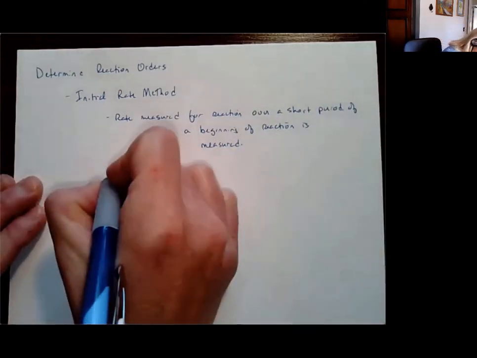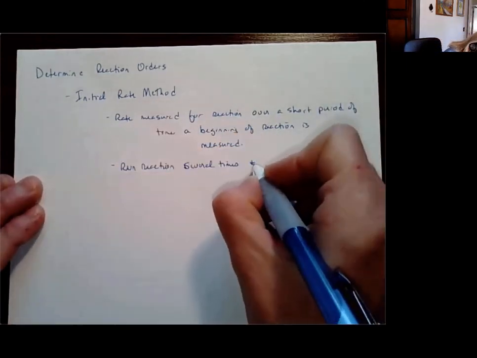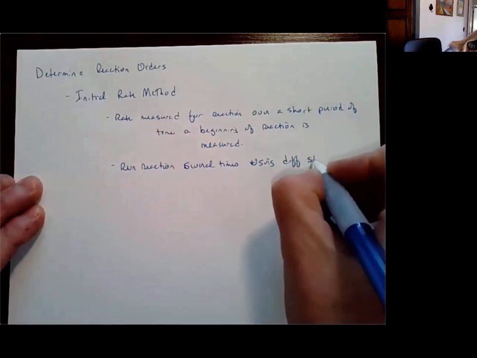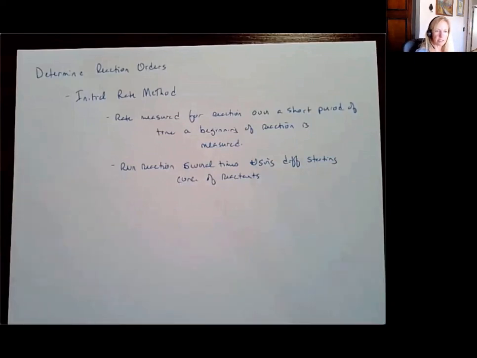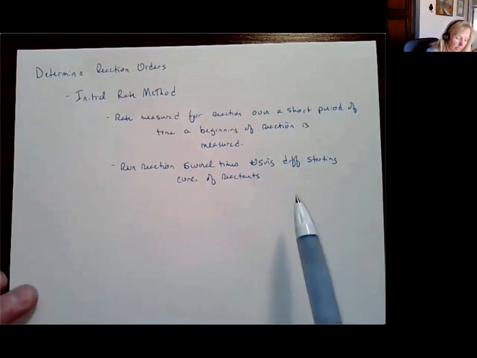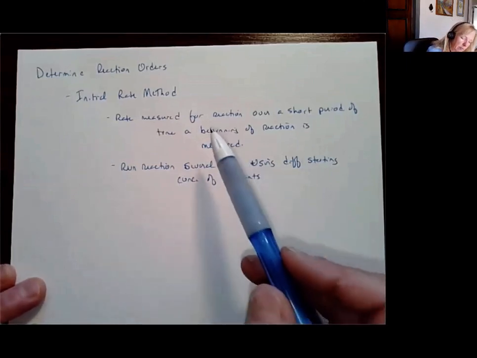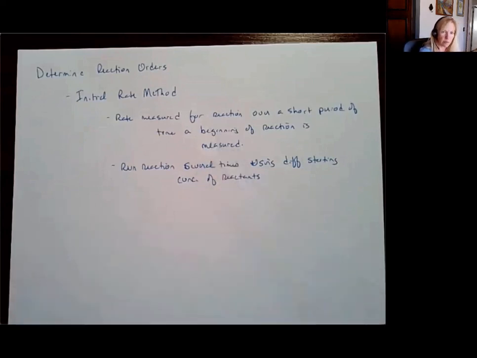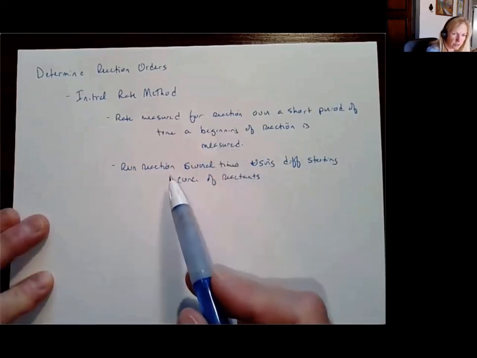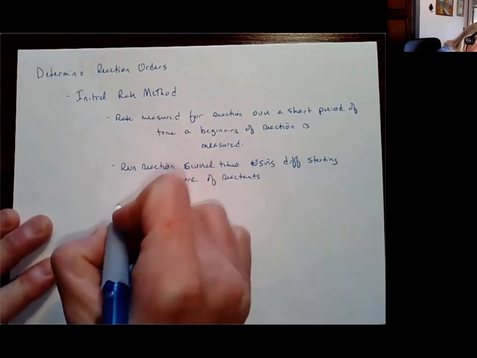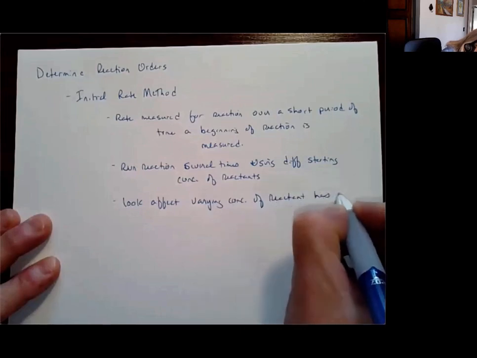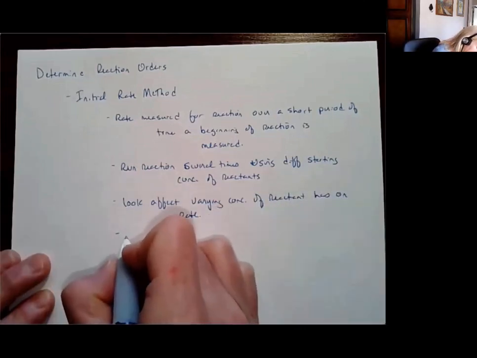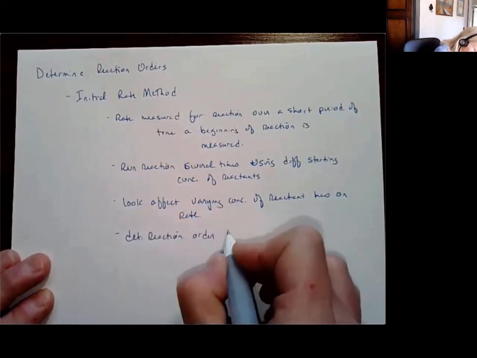Then I'm going to run the reaction several times using different starting concentrations of my reactants. I'm not just going to run it once. I'm going to run it maybe 3 or 4 times. Each time I'm going to vary the concentration of one of my reactants, and I'm going to measure the rate for a given period of time for each of these reactions. Then I'm going to look at the effect that varying the concentration of a reactant has on the rate. That's going to allow me to determine the reaction order for each reactant.